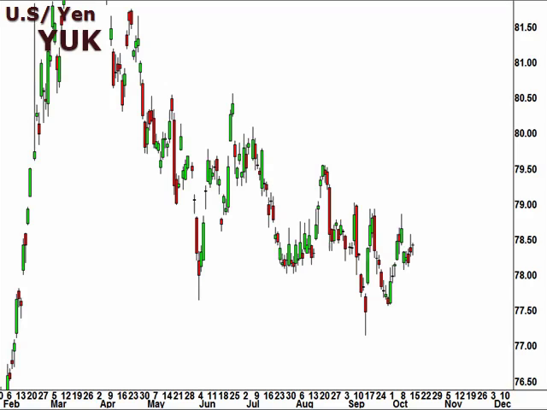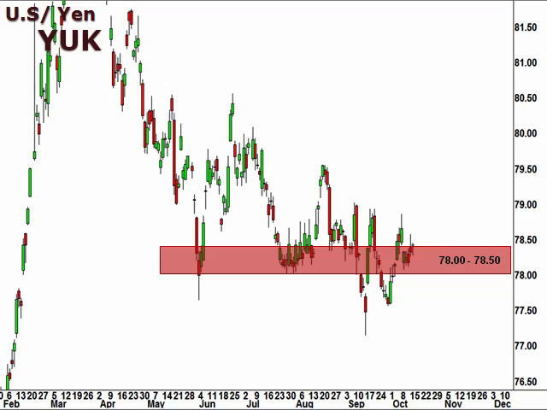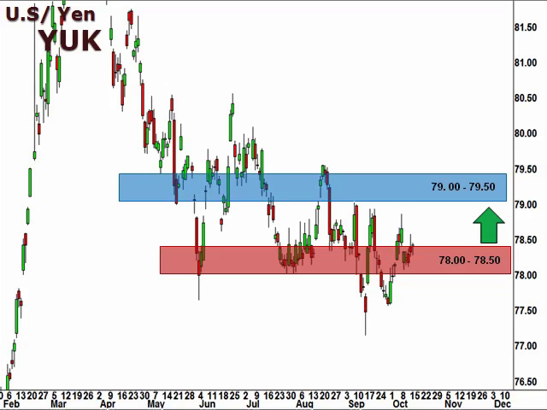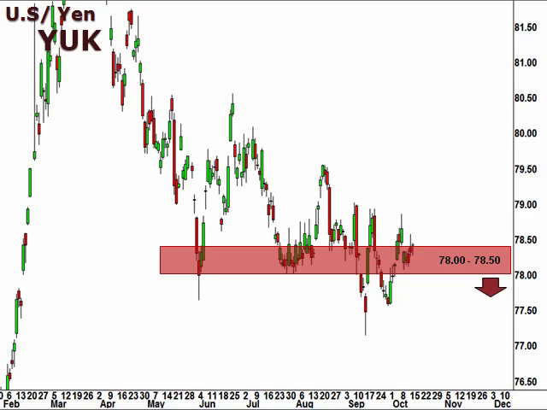Next up, the YUK, the US dollar versus the Japanese yen. Well, the YUK continues to hold support at 78. A close above 78.50 lends credibility to a test of resistance at 79.5. A break below 78 suggests a continuation lower.